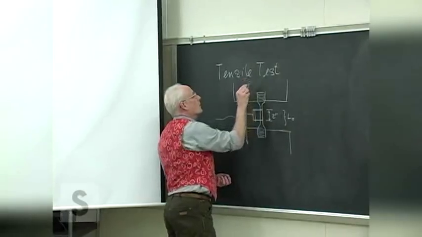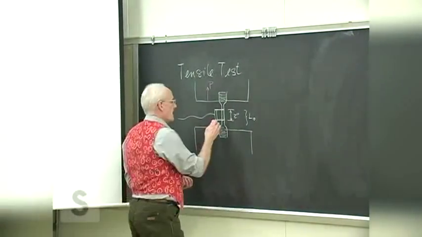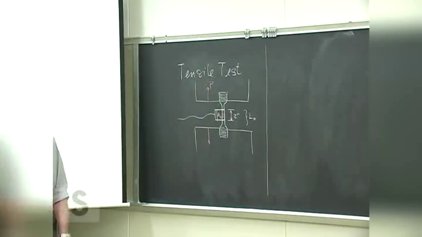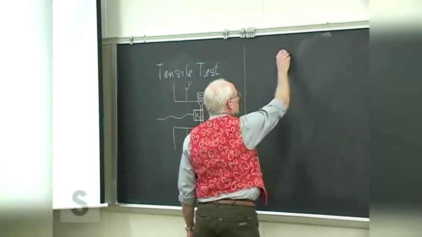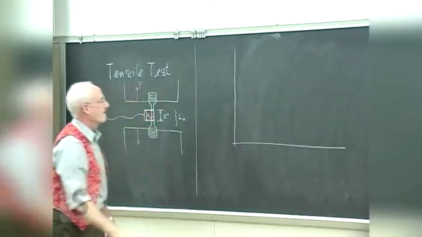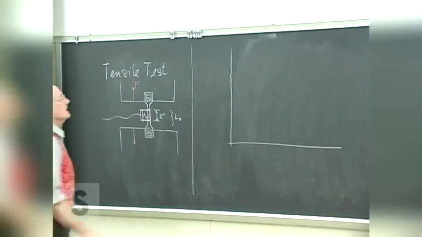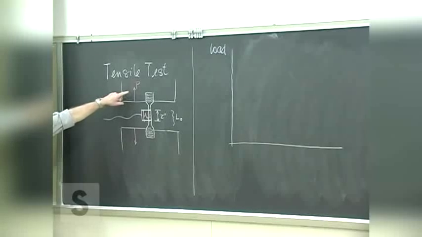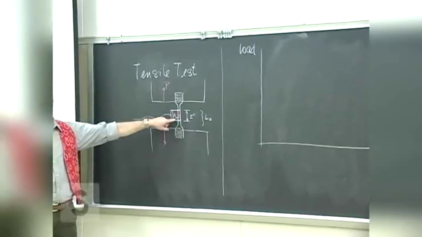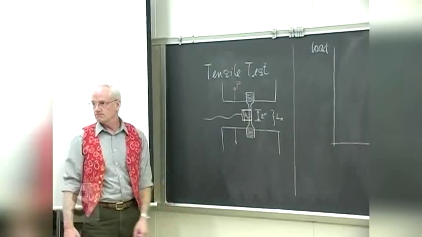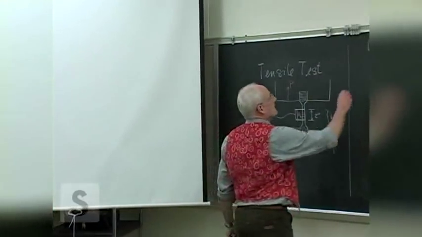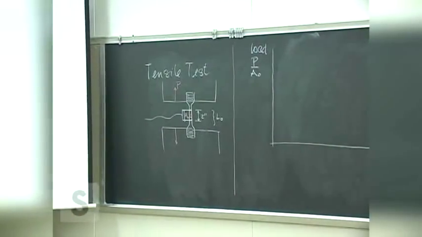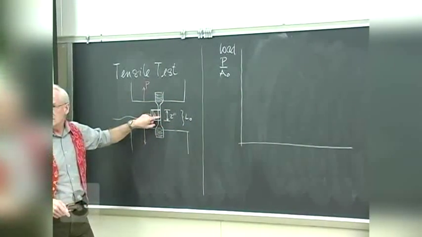Of course, the machine can record what is being applied beneath that. Actually, this piece, the area, is easily a part of the calculation. So then the output from this test will look something like this. On the y-axis is the load, either in terms of P itself, but more likely in terms of P divided by the original area. Load is typically normalized over the original area. We know that as the cross-sectional area. Yeah, this is the cross-sectional area of the piece there.